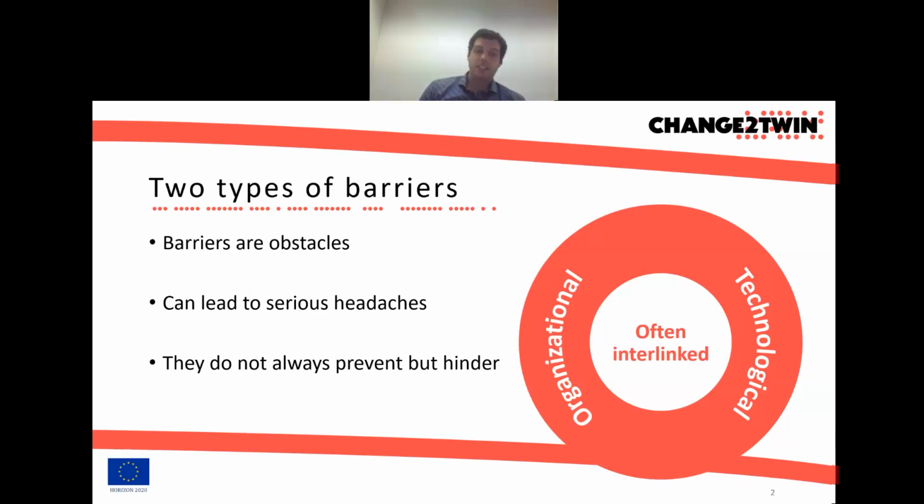These barriers can lead to serious headaches and do not always prevent us, but rather hinder us from being successful. Of course, enough hindrance can result in a decision to stop any such activity and miss out on the benefits the digital twin can bring us.